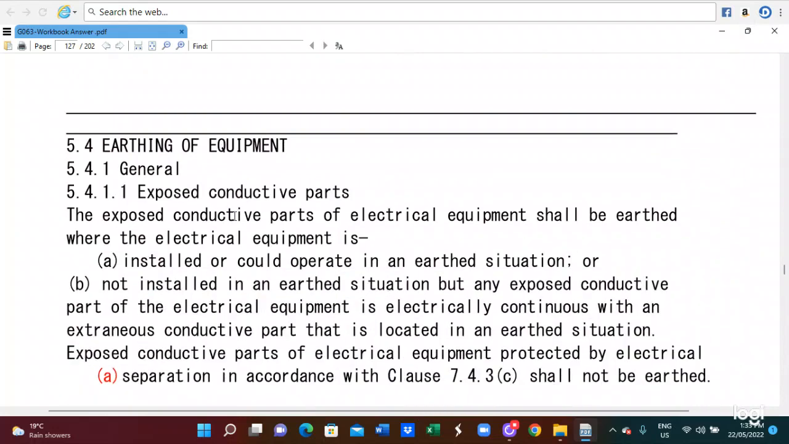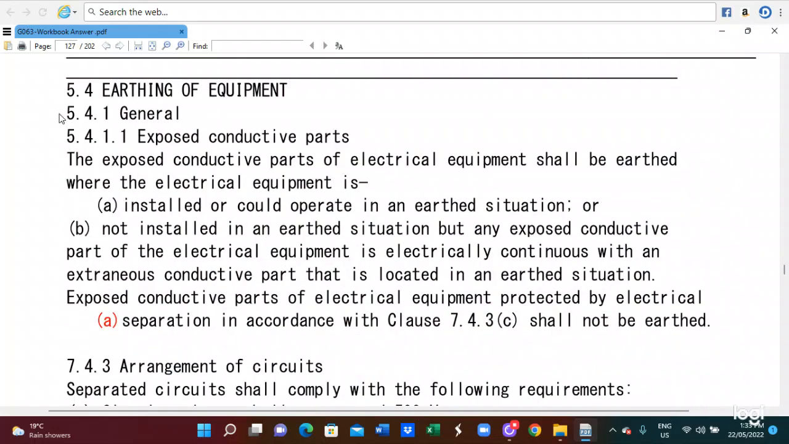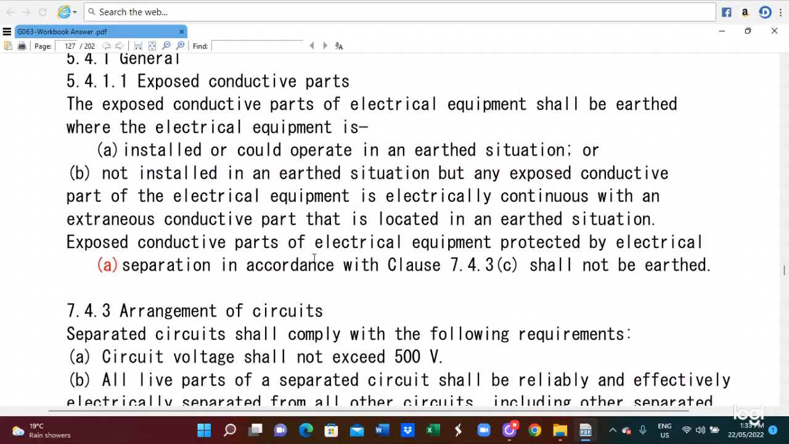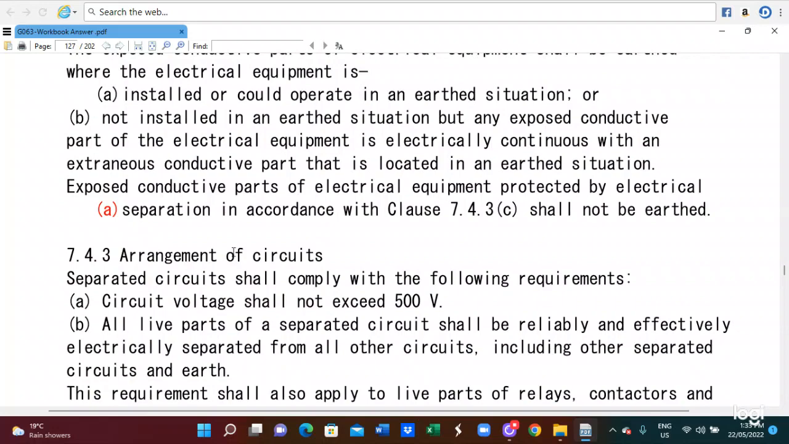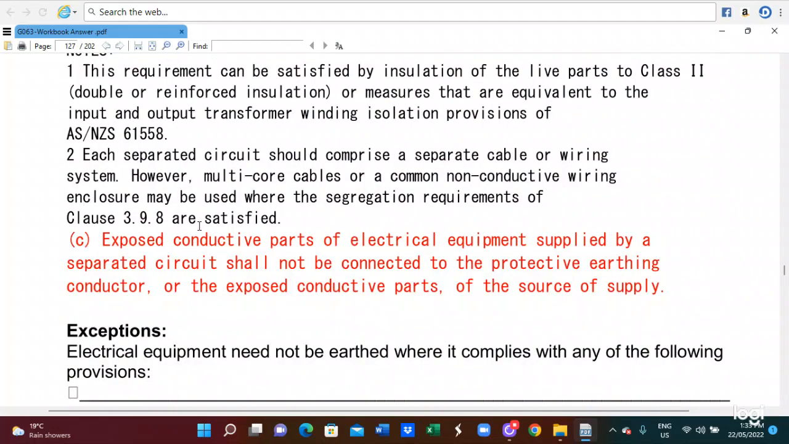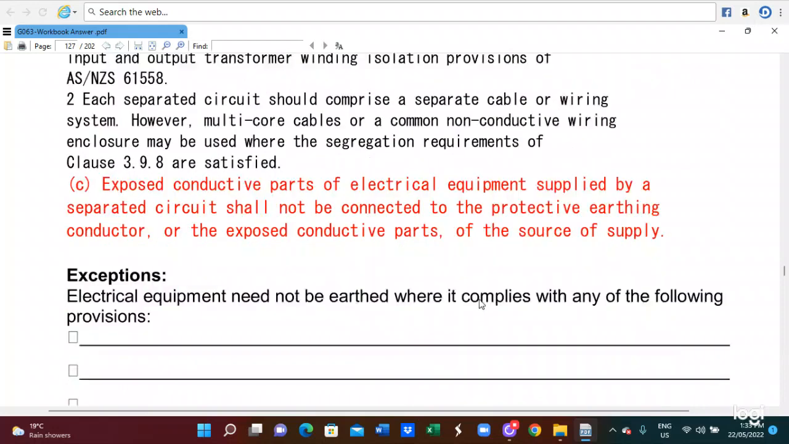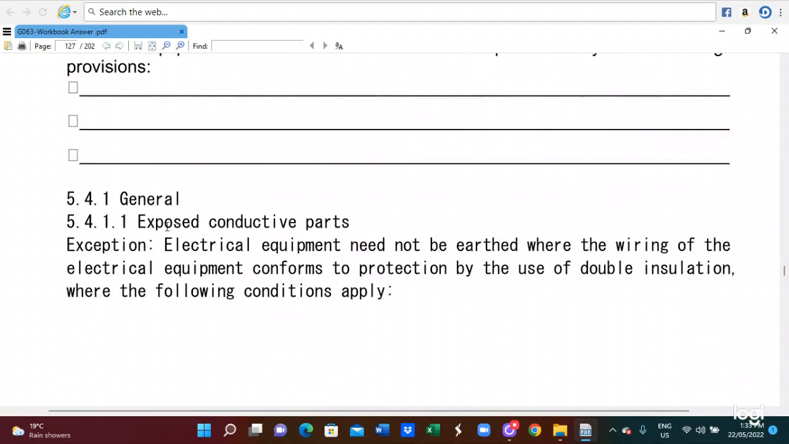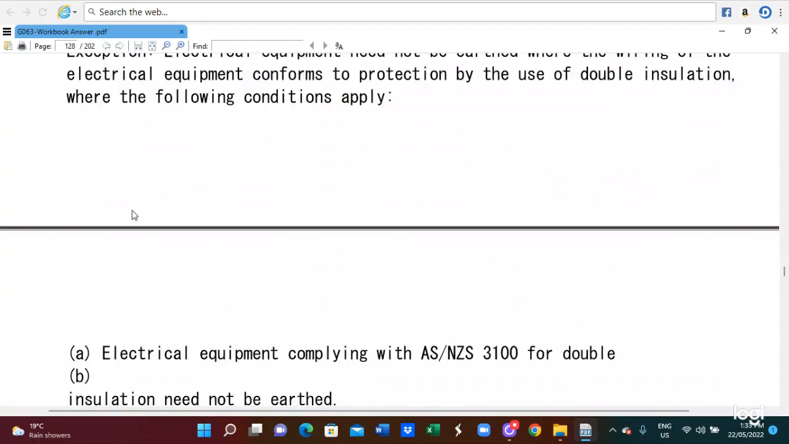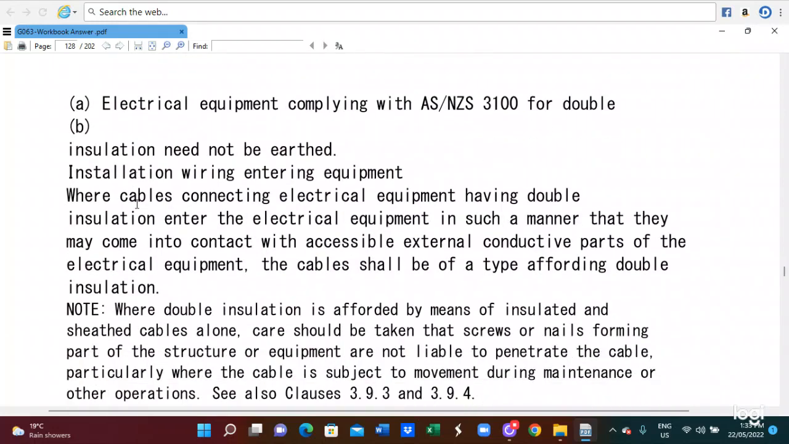And earthing all the equipment, you can also see 5.4.1. So earthing all the equipment to install, and 5.4.3 is the arrangement of the circuit. Extraneous conductive part of electrical equipment supplied by a separate circuit shall not be connected to the protective earthing conductor or the extraneous conductive part on the source of the supply. And 5.4.1 is an exposed conductive part of electrical equipment, so comply with the installation standard. You can also read into this one.